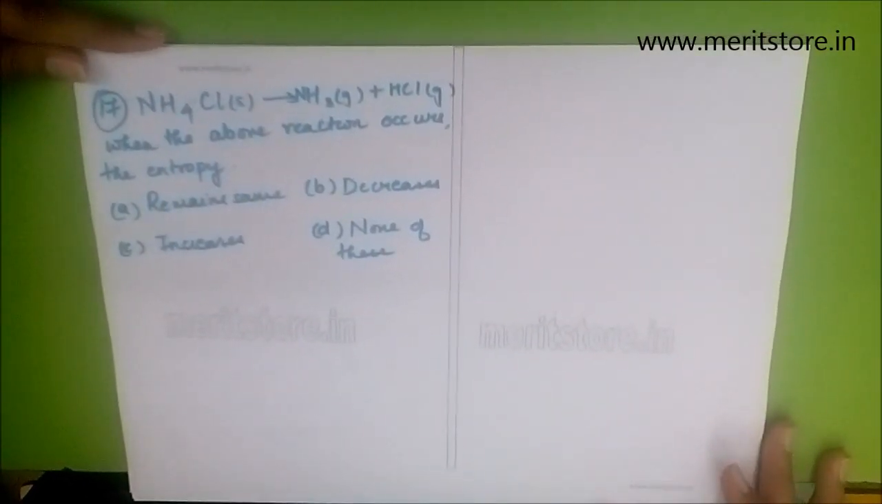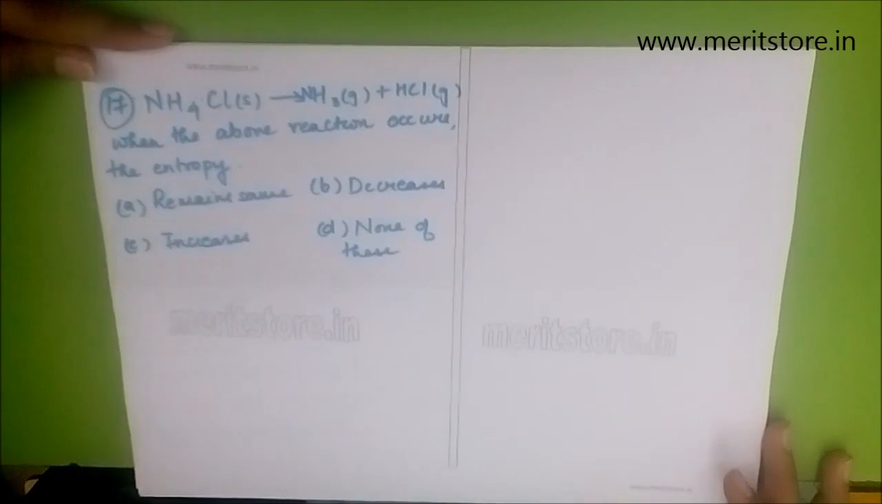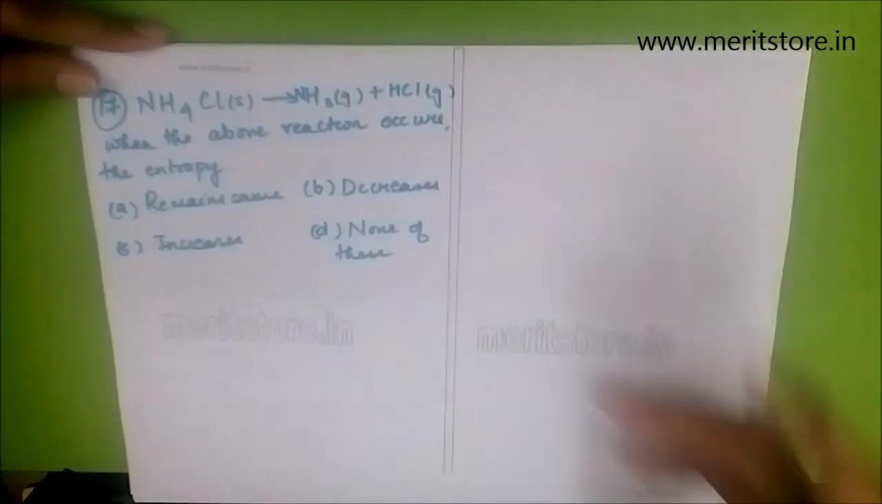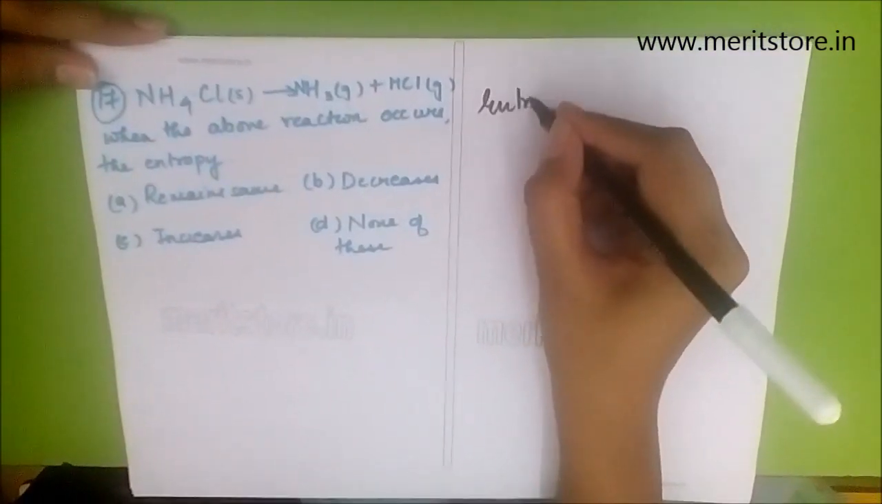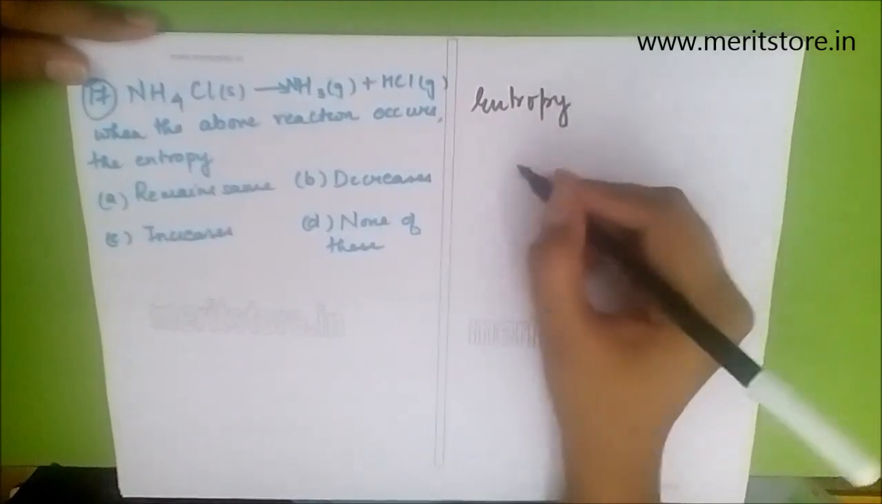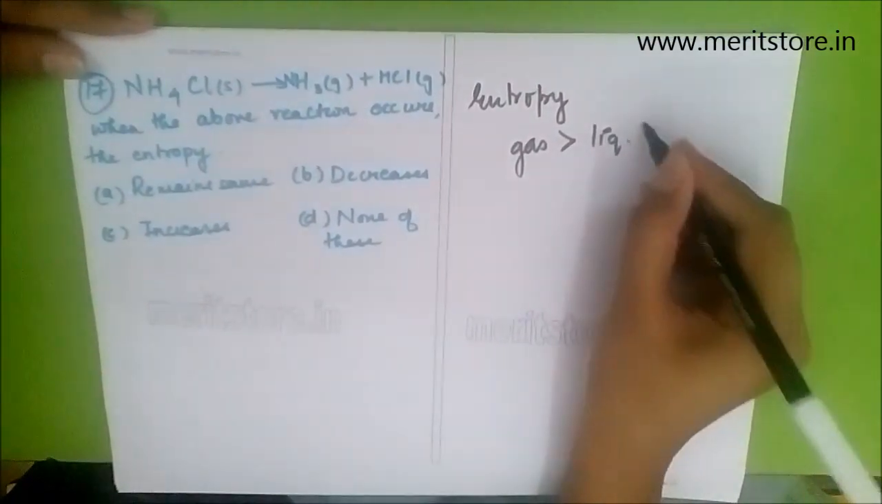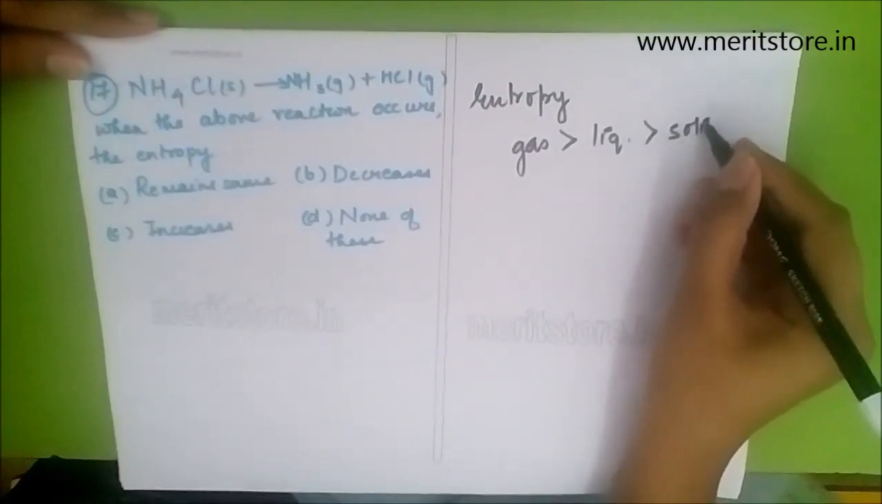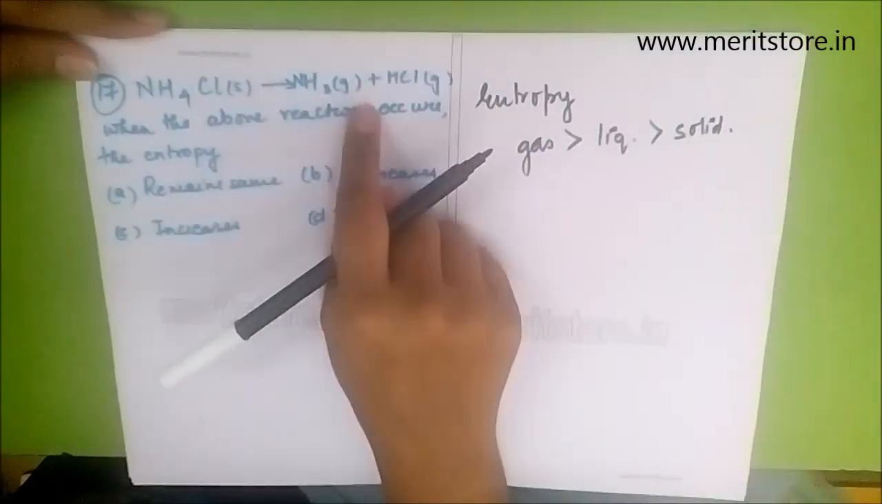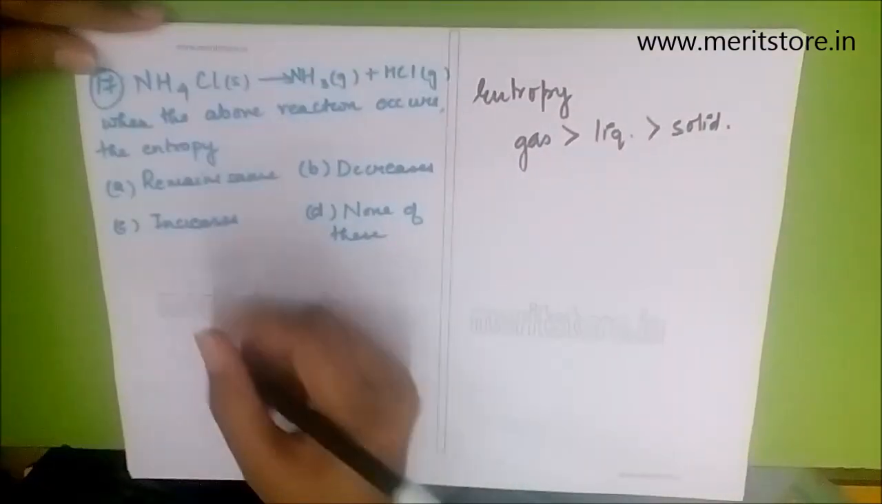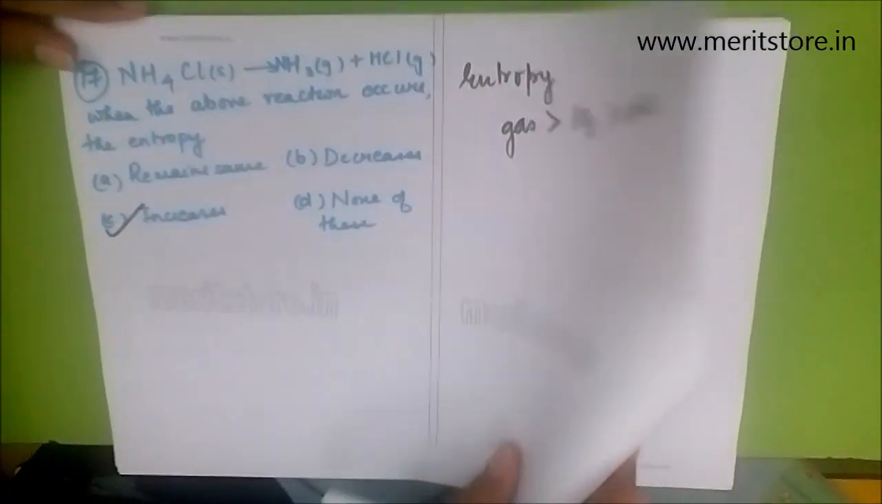If the above reaction occurs, the entropy remains same, decreases, increases, or none of these. As we know, the entropy, that is the disorder of a particular system, is highest in gases, then in liquids, then in solids. Now here the solid is converted to the gaseous state, so the entropy here increases.